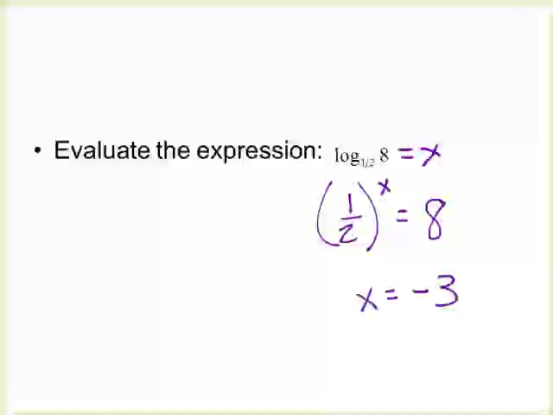So one side's a fraction, one side is not. Means our answer will be negative. And then you can just evaluate the single number. So 2 to what power is 8? 2 times 2 times 2 is 8. So 2 to the third. Questions?